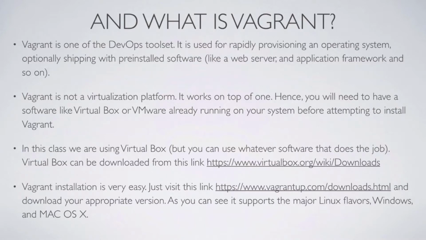Vagrant is not a virtualization platform. However, if you try to compare it to a virtualization platform like VMware or VirtualBox, you're going to see that it's totally different from them. In VirtualBox, for example, if you want to install an Ubuntu or a CentOS operating system or even a Windows operating system, you will have to grab the CD-ROM, the ISO that is used for the installation, put it in the virtual machine settings, start the machine and start the installation.